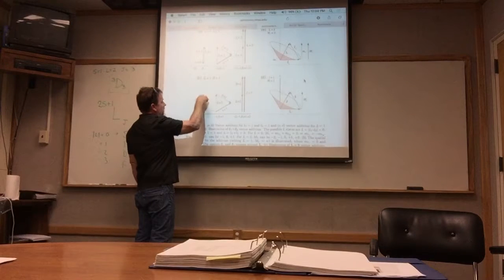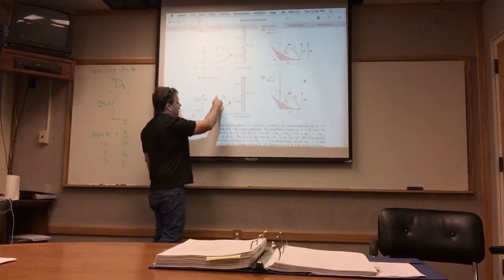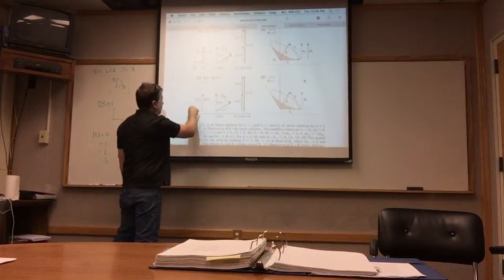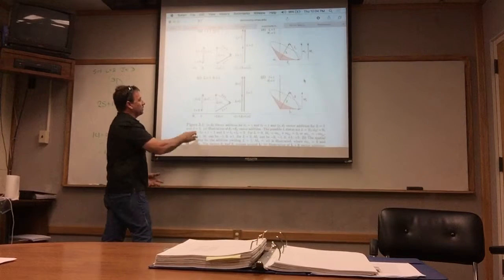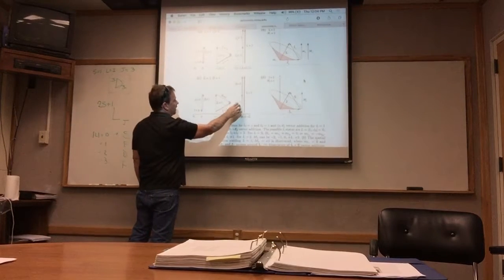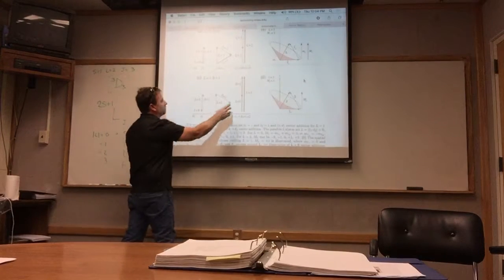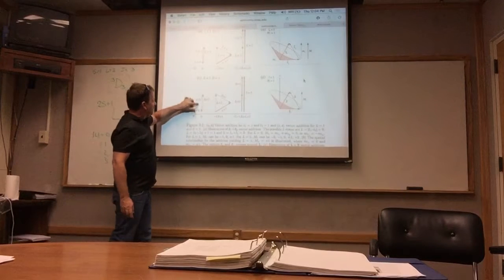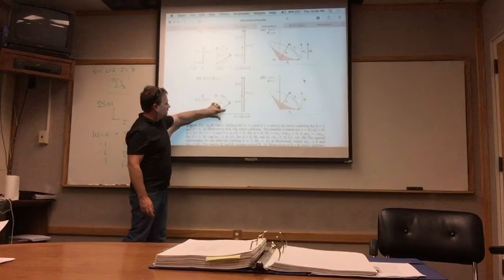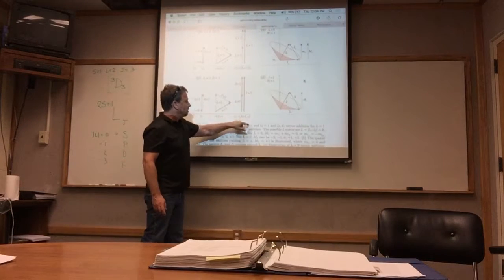So S equals 1, and they could add counter to each other, J equals 0. They could add again to L minus S plus 1, which gives you J equals 1, and they could add as S plus L, which gives you J equals 2. So again, m sub J here, if J is 0, has to be 0. If J equals 1, minus 1 to plus 1, and J equals 2, minus 2 to 2.